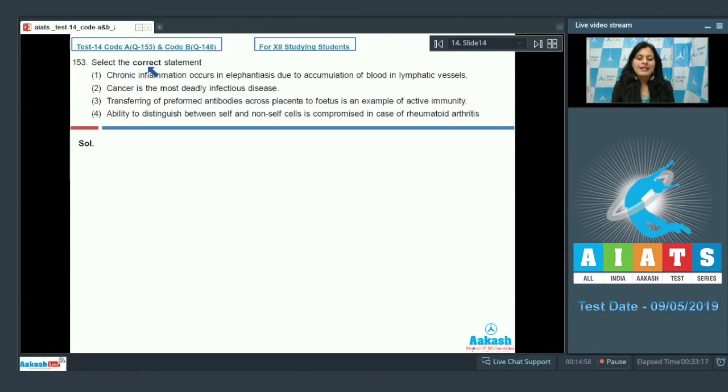Question number 153. Select the correct statement, and the very first statement given is chronic inflammation occurs in elephantiasis due to accumulation of blood in lymphatic vessels, and this is an incorrect statement, so cannot be a correct answer to our question. This chronic inflammation occurs in elephantiasis, also known as filariasis, due to accumulation of lymph and not blood in lymphatic vessels. The next statement given is cancer is the most deadly infectious disease, and this cannot be a correct answer to our question because this is an incorrect statement as cancer is the most deadly non-infectious disease.